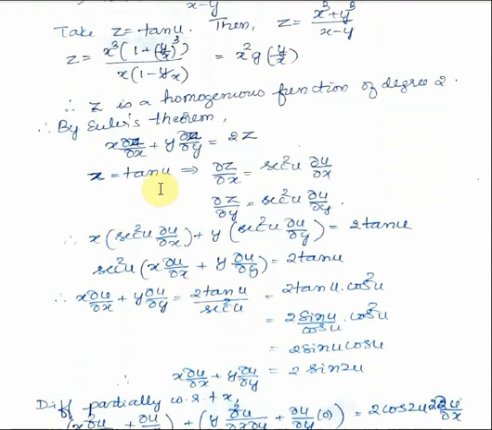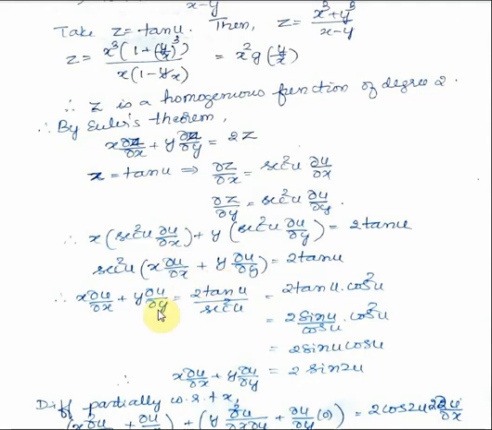Z is equal to tan u. So differentiate: dou z by dou x, tan u becomes secant square u into dou u by dou x. Dou z by dou y becomes secant square u into dou u by dou y. Substitute dou z by dou x and dou z by dou y. Take secant square common. Then secant square, we take it divided here.